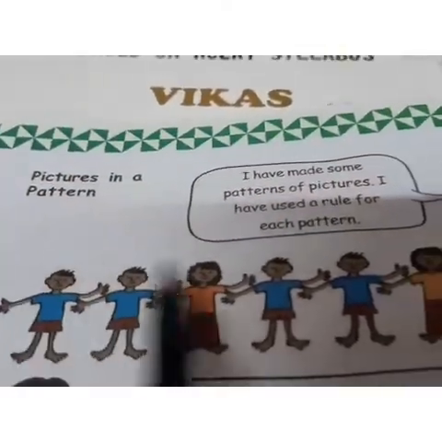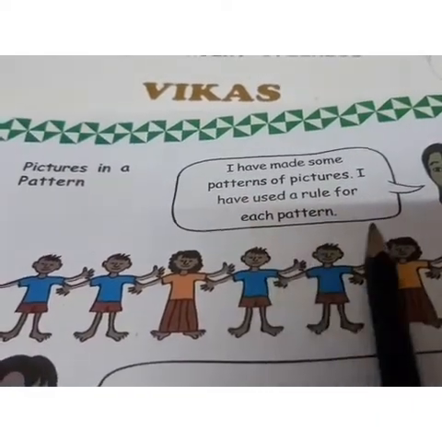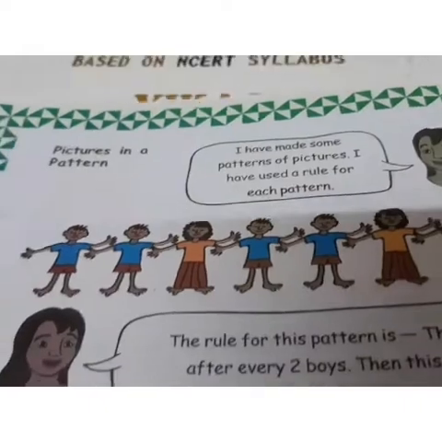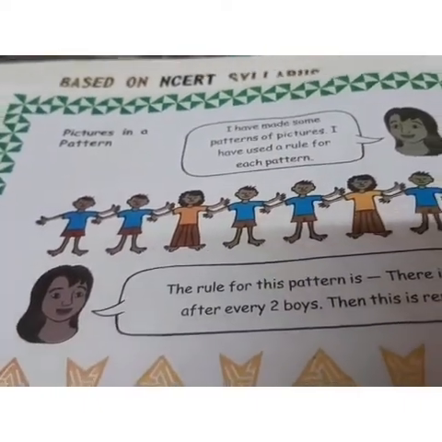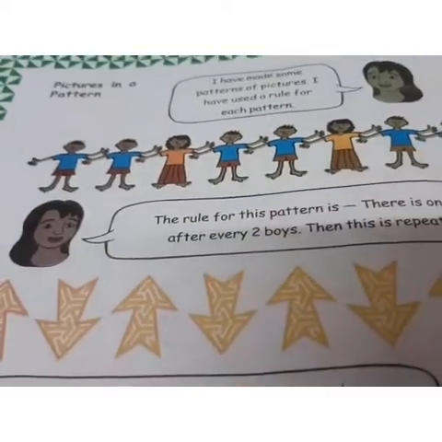Pictures in the pattern. I have made some patterns of pictures. I have used a ruler for each pattern. अब कुछ pictures के pattern बनाए गए हैं और किससे बना है? With the help of a ruler, that means with the help of a scale the pattern has been made.